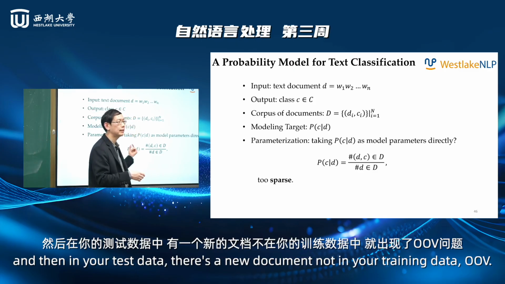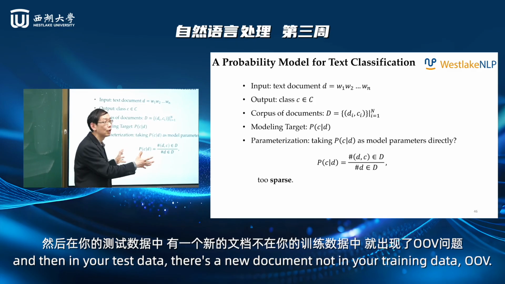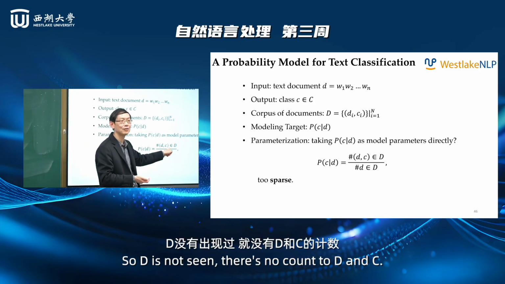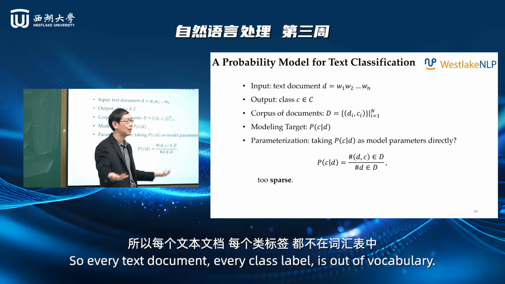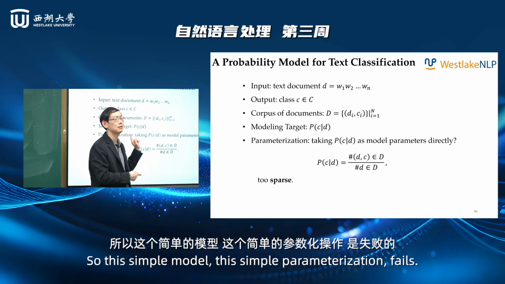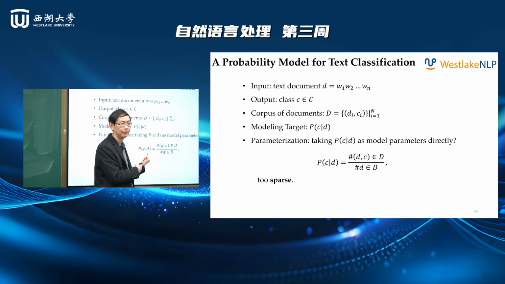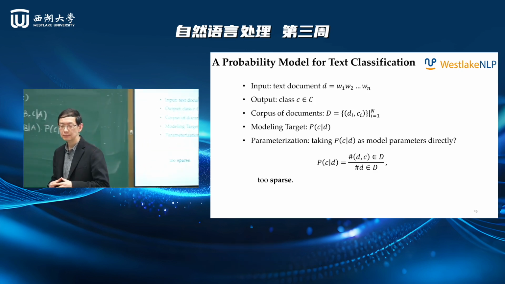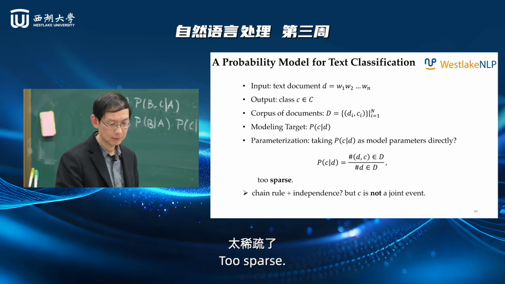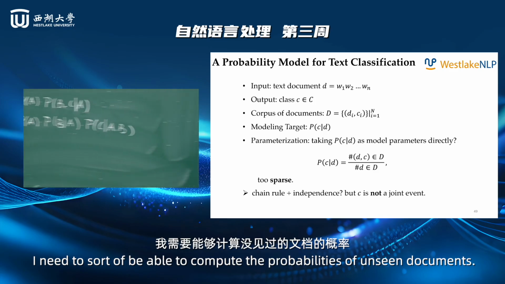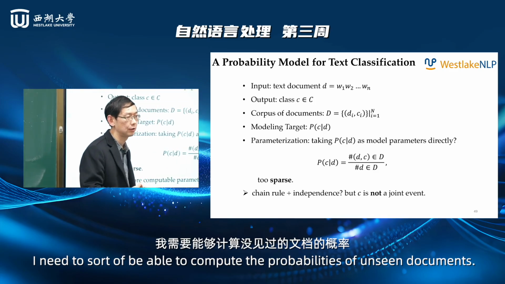And then in your test data, there's a new document, not in your training data. OOV, right? So D is not seen. There's no count of D and C. So every test document and every class label is out of vocabulary. You cannot compute. So this simple parameterization fails. It only recites your training data. No generalization power. Too sparse. I need to be able to compute the probabilities of unseen documents.